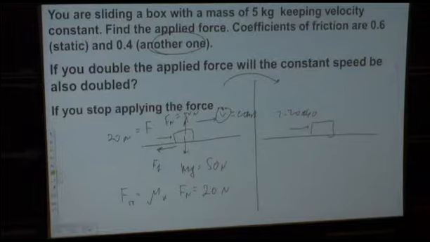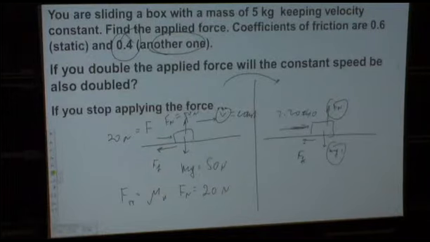If we make any kind of change, the first question to ask is, how does that change affect all other parameters? What other parameters? Well, mass. If we double the applied force, do we change the mass? Do we change the force of gravity? Do we change the normal force? Do we change the force of kinetic friction? There is no reason for friction to be different. If this is the same, this is the same, this is the same, the friction stays the same.